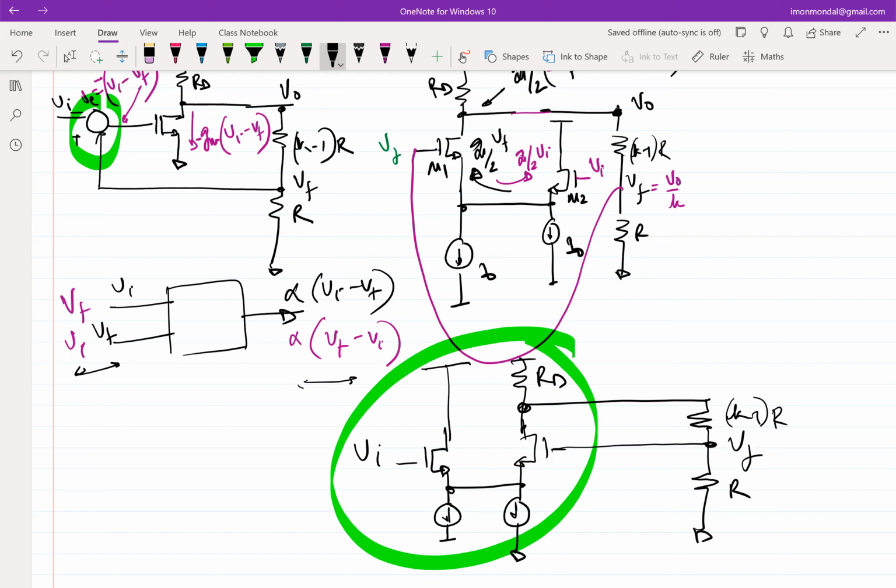But this block in isolation also has a very unique name. It's called a differential amplifier because it's amplifying the difference between two voltages, right? It's producing an output which responds to the difference of the two voltages. Let me call this input V1 and this V2. If both of them move in unison in the same direction, will you see any change in the output?